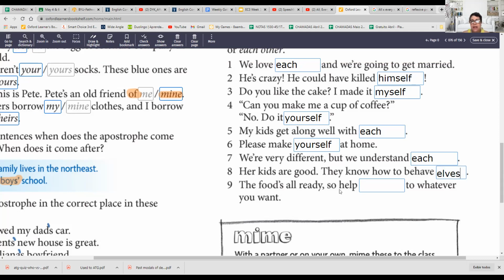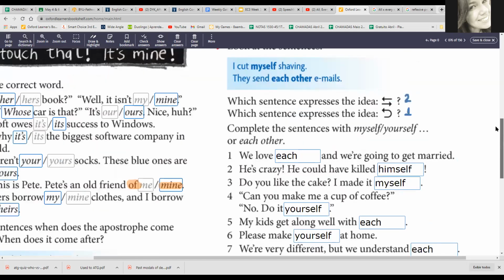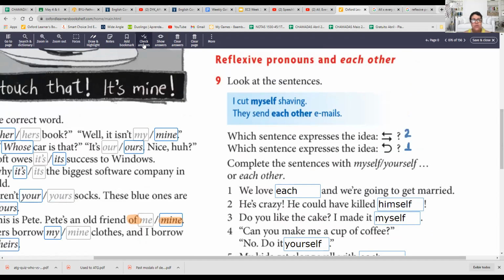Now the food's all ready, so help yourself. Very good. Help yourself. Yes, exactly. So you say that to make your guests feel comfortable to go and get the food themselves, right? So help yourself. Okay, so let's check the answers. Yourself. Yeah, we say that a lot. That's really common.